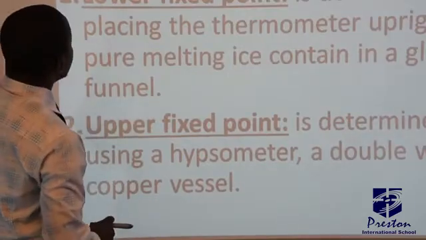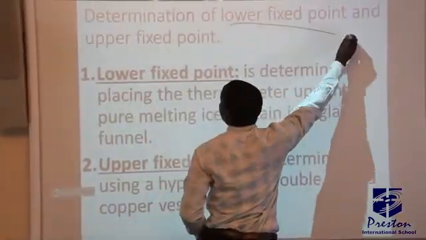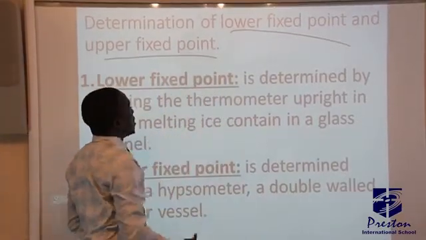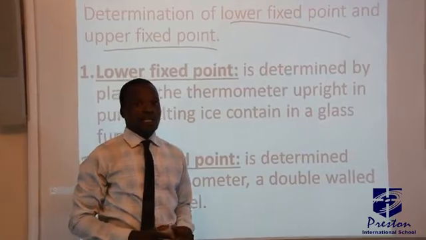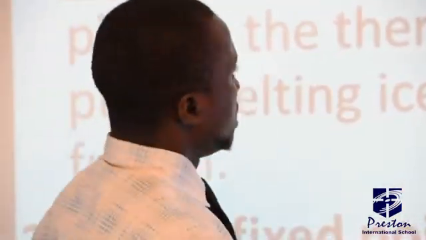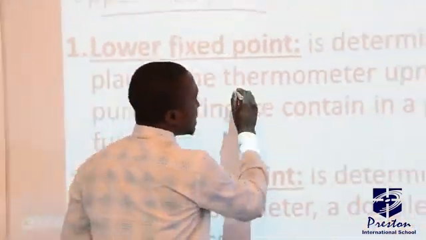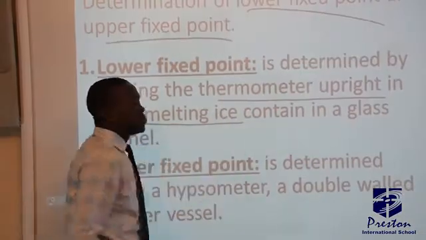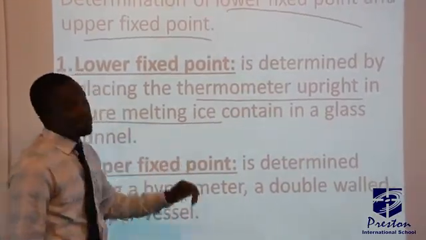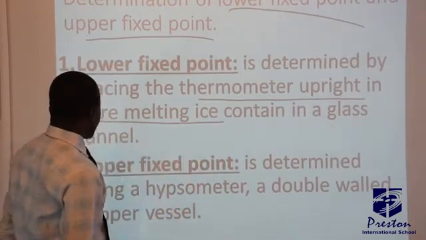So now, how do you determine the lower fixed point and the upper fixed point? Lower fixed point, as I defined last class, is the temperature of pure melting ice at standard atmospheric pressure. If you want to determine that, you place the thermometer upright in pure melting ice. Why are we using pure melting ice? Because pure melting ice is at 0 degrees Celsius, and it is contained in a glass funnel.